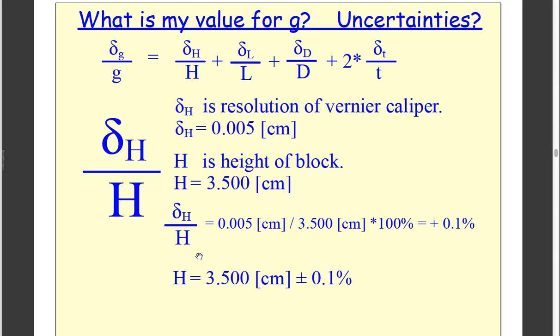You're going to report this on the post lab when you're asked to state all your measurements by name, sample value, the uncertainty, and then in parentheses you're going to write how you got the uncertainty. So in parentheses here on the post lab I would say this came from the resolution of the vernier caliper. So that's delta H over H. It's 0.1%. So that's going to be added to all the other percentages that went into finding delta G over G.